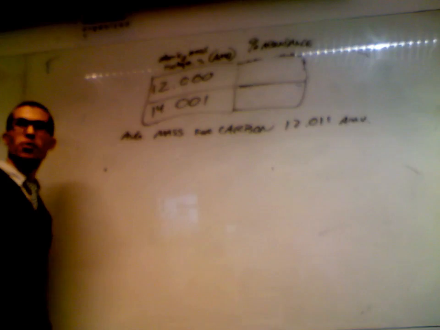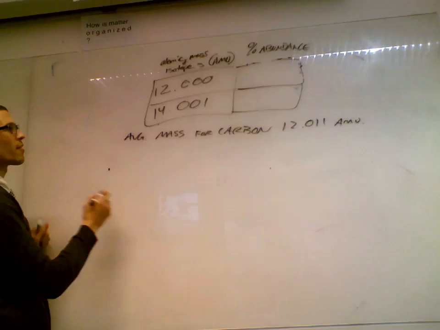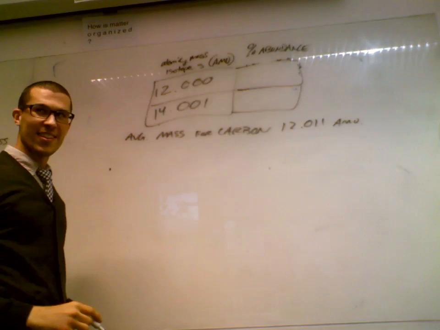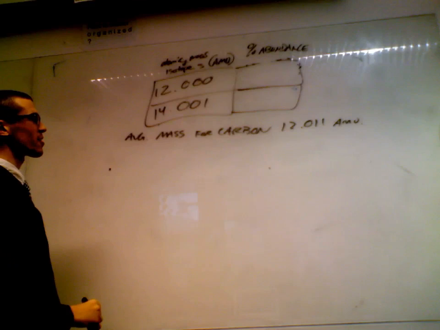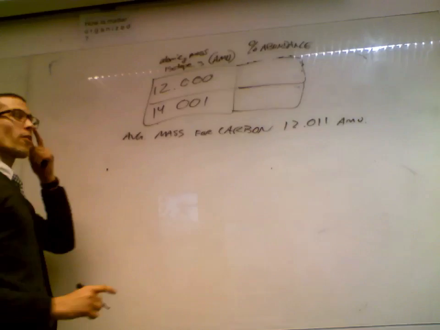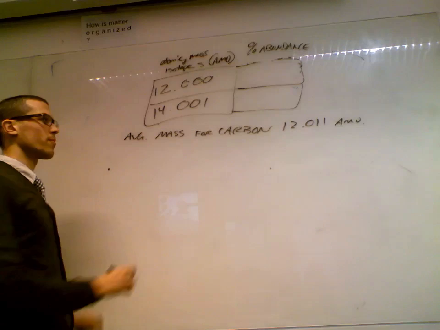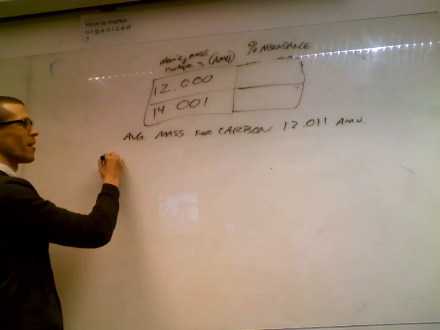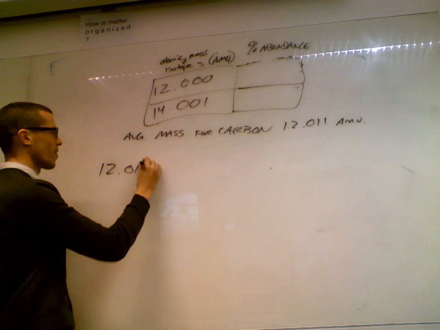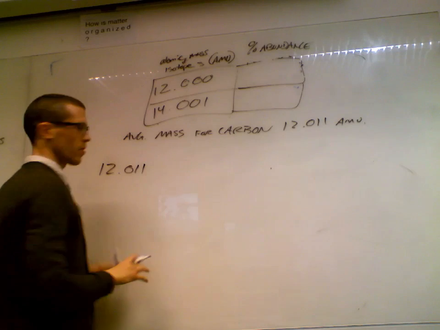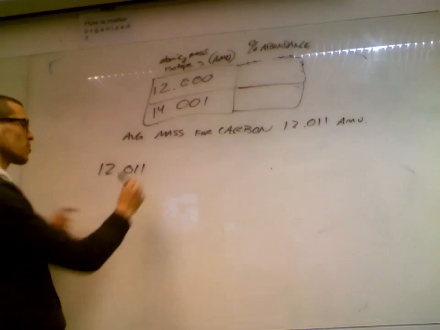I see 3 people with their hands raised. Let's go with Dindio. Should we use X? We should make an equation, the opposite of what we did before. What do you use? 12.000 times X, and then you set it equal to 12.011. Okay, let's do that.